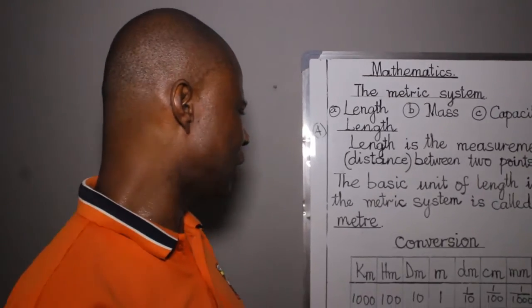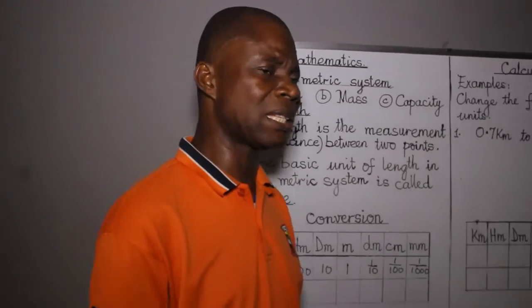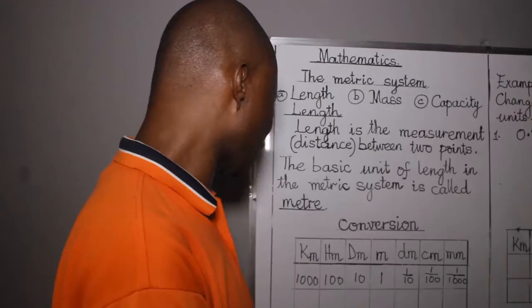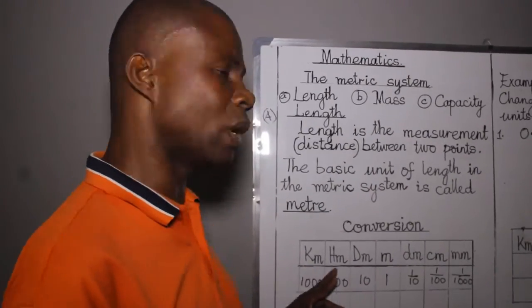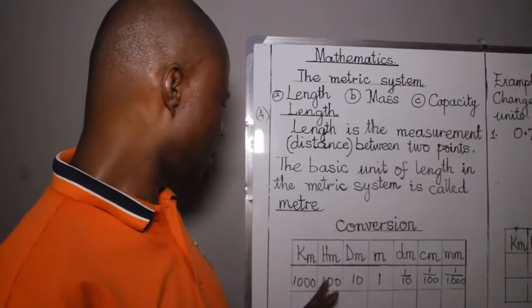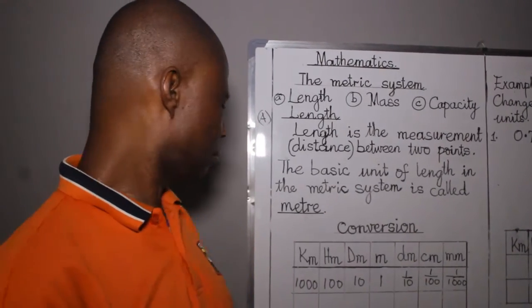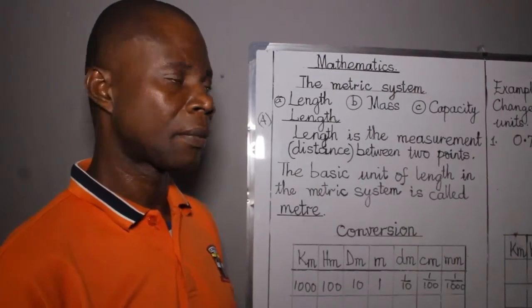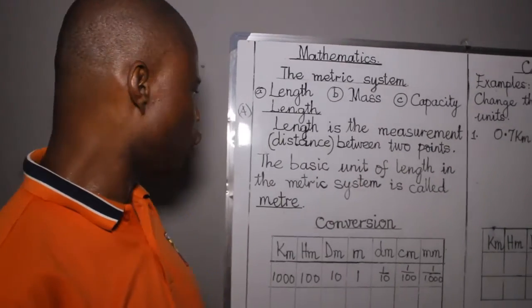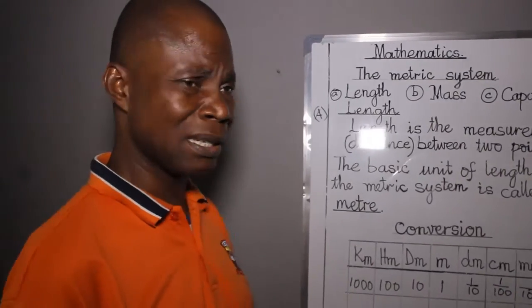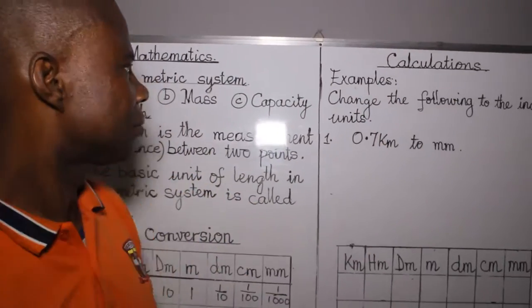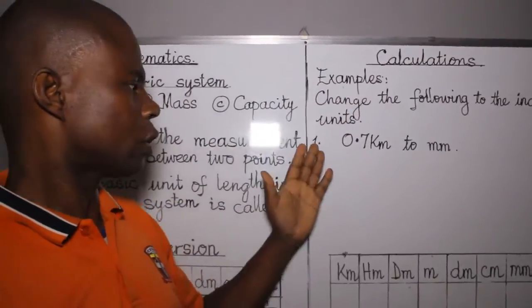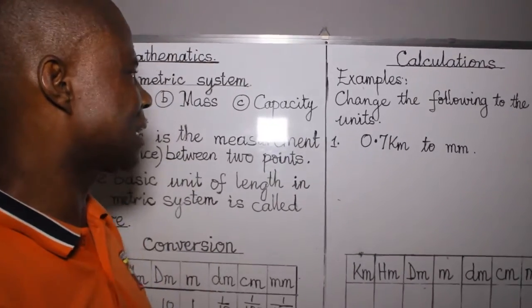But I will introduce you to a simple way of working it without using any form of memorization. All you need to do is just to learn the various units. The units are exactly 7, kilometer to millimeter. Now, let's quickly take a look at how to use this to solve questions. We come to calculation examples. We're going to look at the first example, then we go to the second example.